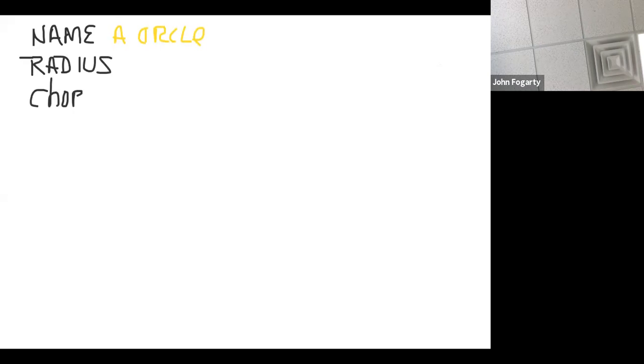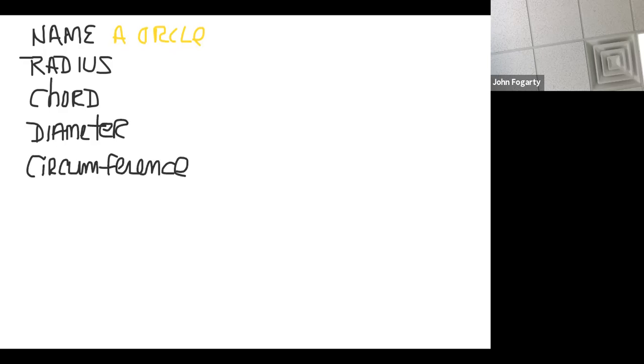So as of now, here's what we should know. We should know how to name a circle, right? We should understand the idea of radius, chord, diameter, right? Circumference, right? The distance around a circle, right? All right? We should know a few things about this, right?